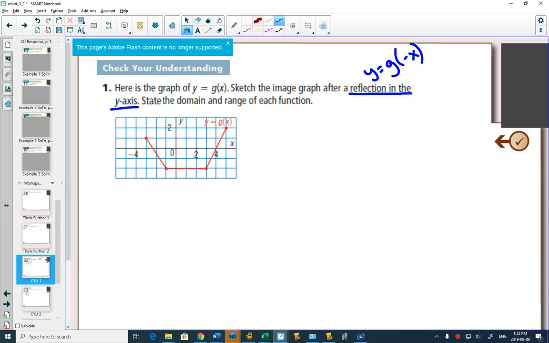Drawing it, all you do is take your points, and I'm going to actually label these 4 key points on here. We've got -3, 1, -1, -2, 3, -2, and 5, 2. If that negative is with the x, if it's inside, it's horizontal, it's affecting my x values.